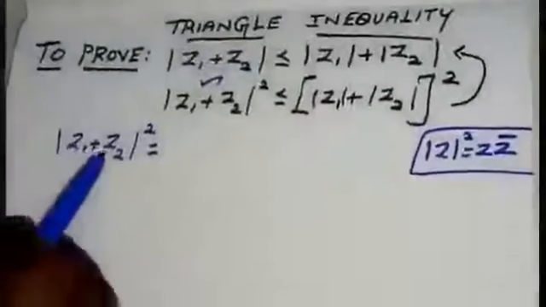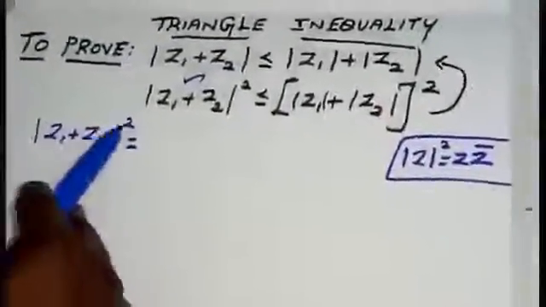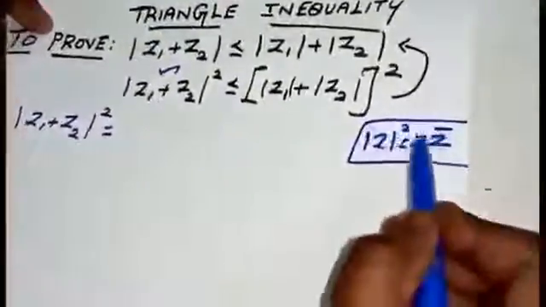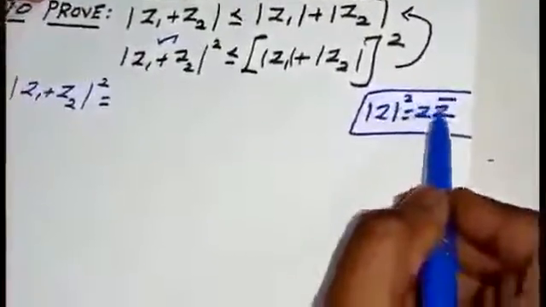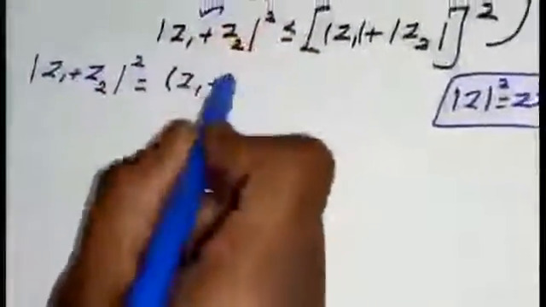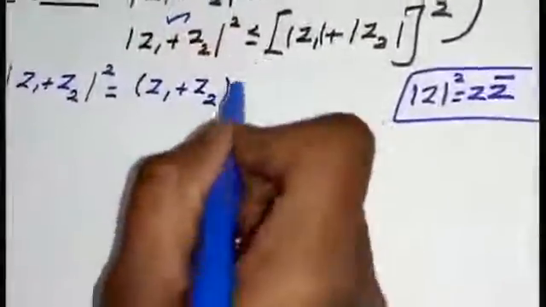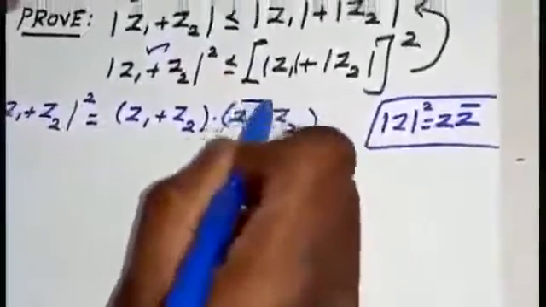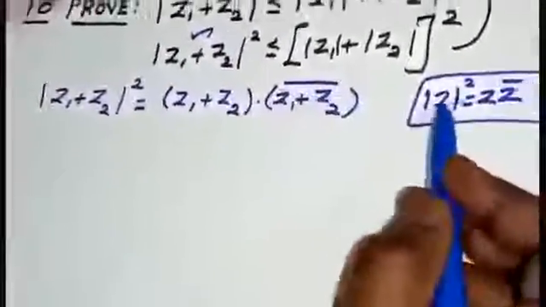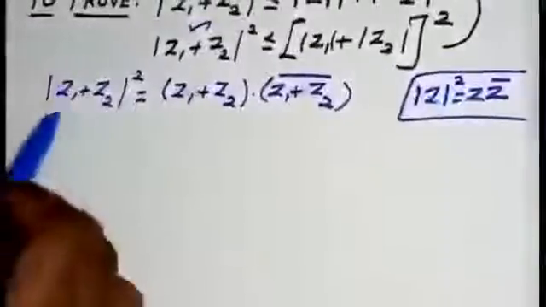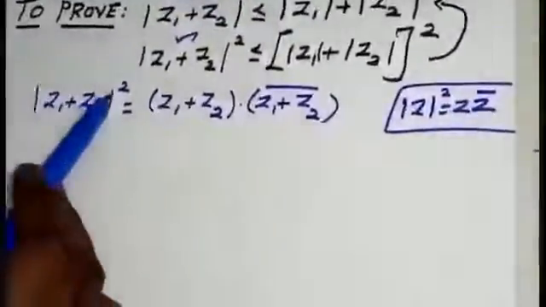Modulus of z1 plus z2 the whole square can be written like this. I am going to use this property, students, that modulus of z square is equal to z into z bar. In place of z, I have z1 plus z2. So I am going to write it like this: z1 plus z2 into z1 plus z2 the whole bar. Please understand the concept. I am using this property, modulus of z square. In this place, I have modulus of z1 plus z2 the whole square, which can be written in this way.